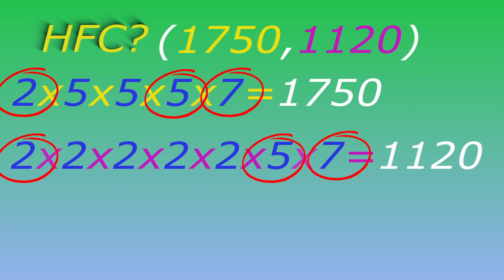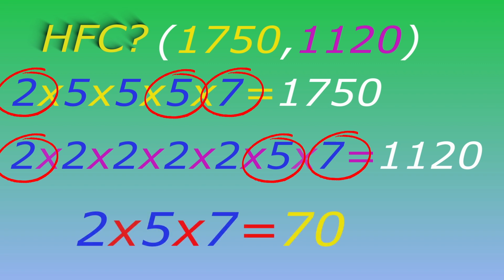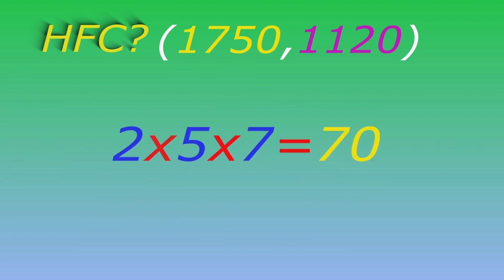Now we take one of each pair and multiply the result together, and that gives us 2 times 5 times 7, which equals 70. So 70 is the highest common factor of 1750 and 1120. It would have been significantly more difficult trying to find all the factors of both of these numbers in order to compare them. So prime factorization makes the job much easier.